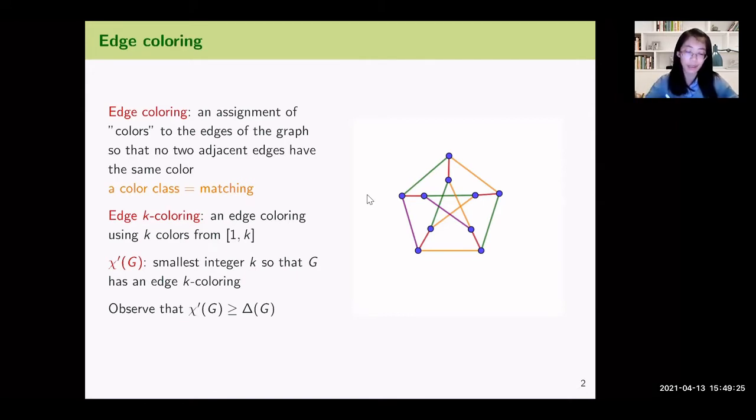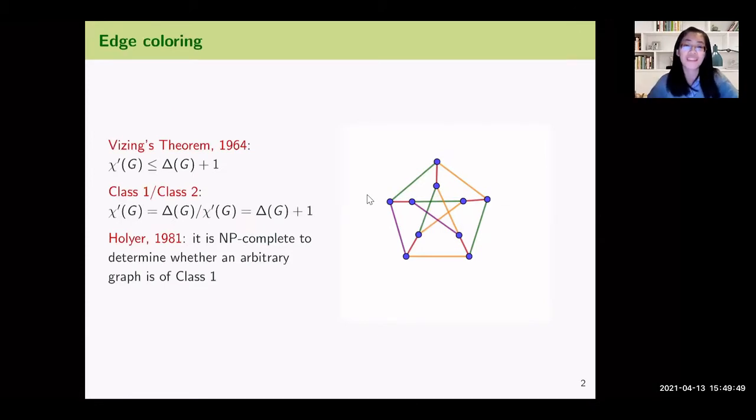The chromatic index is the smallest integer k such that G has an edge k-coloring. One useful observation is that the chromatic index is always at least the maximum degree of the graph. Here is an example of an edge 4-coloring for the Petersen graph. For simple graphs, on the other hand, Vizing proved that the chromatic index is at most the maximum degree plus 1. So all simple graphs can be partitioned into two classes: class 1 if the chromatic index equals the maximum degree, and otherwise class 2.